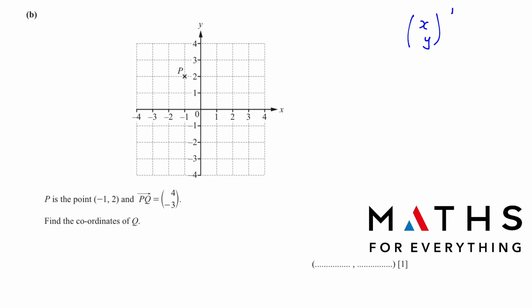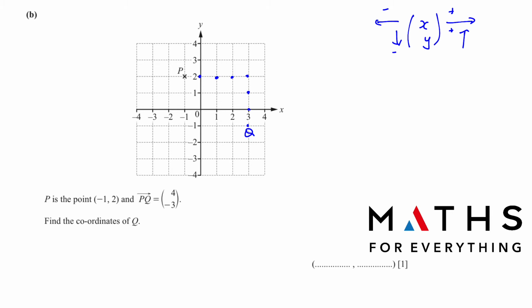If your X is positive, you move to the right. If it's negative, you move to the left. If your Y is positive, you move up. And if it's negative, you shift down. So this is our X, 4. 4 to the right, 1, 2, 3, 4. Negative 3 means that's our Y coordinate. We move down by 3 values, 1, 2, and 3. So this is our Q.